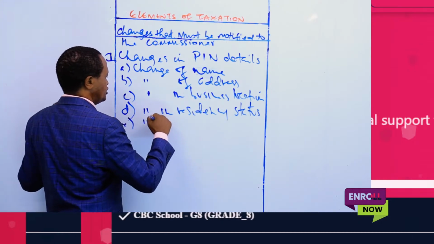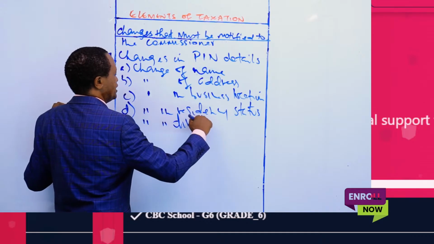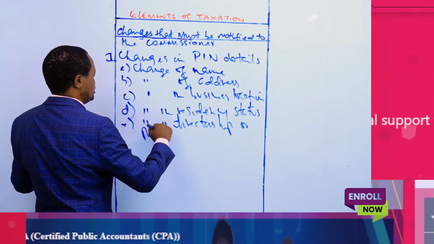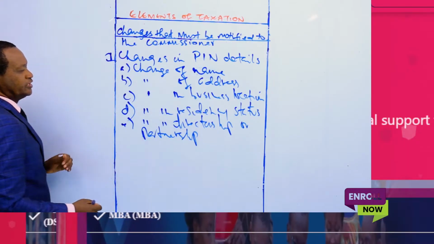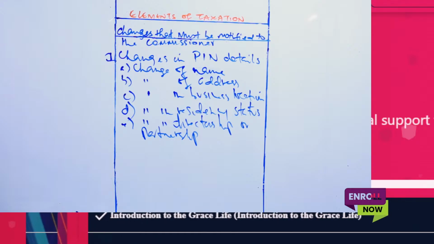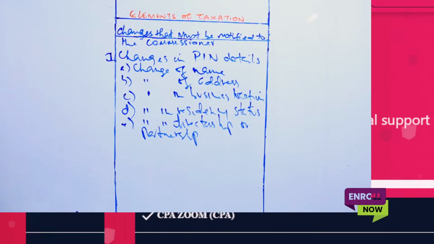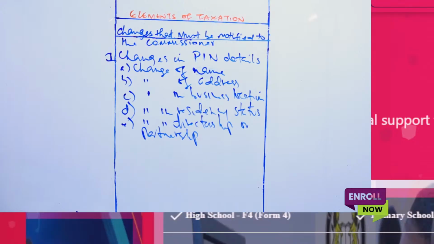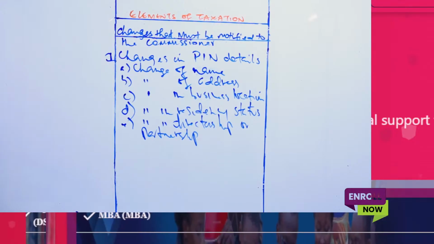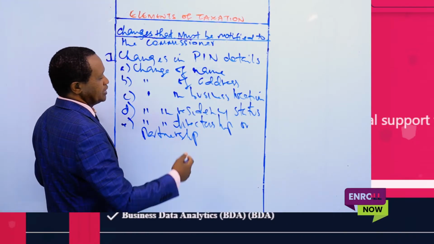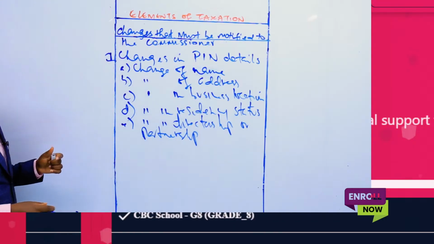5, change in directorship or partnership. For companies or partners, changes in the individuals holding key positions should also be notified to the Commissioner. If there are any changes in the individuals holding key positions, if directors are holding key positions, then such changes have to be communicated to the Commissioner of KRA.